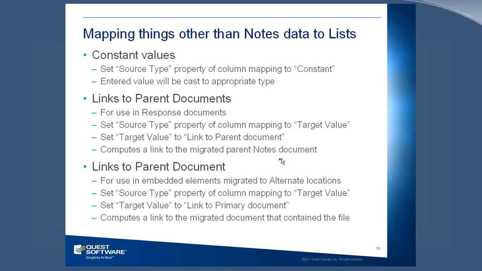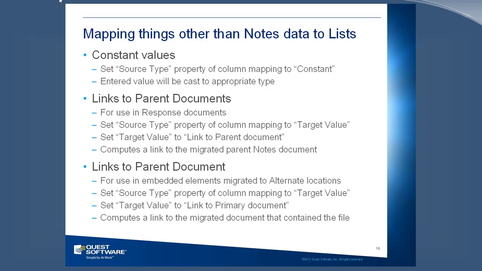And similarly, if you were migrating attachments to these alternate locations, which I showed you earlier, you can set up a link from the alternate file back to the parent document by using this target value structure and a link to primary document. So it's primary document instead of parent document here. Oh, actually that's a typo. That should say parent. That should say primary document.